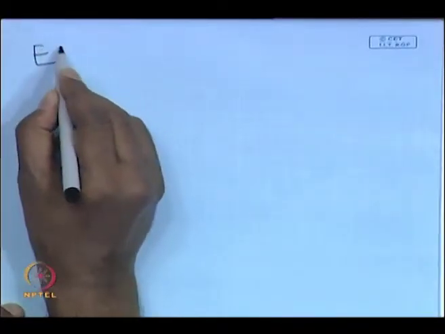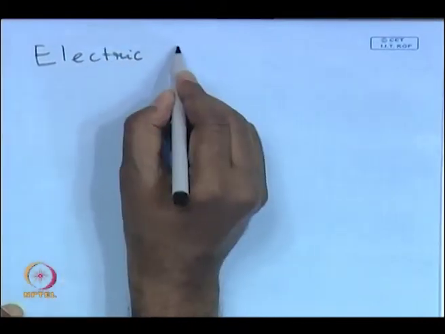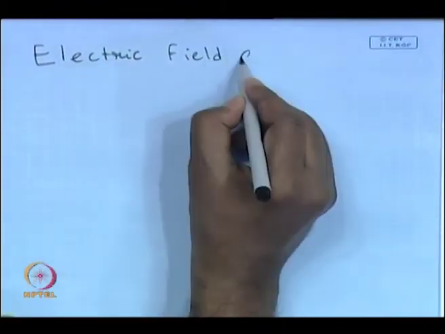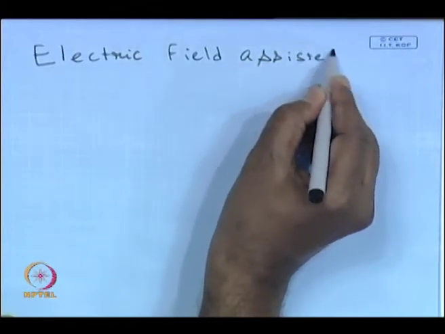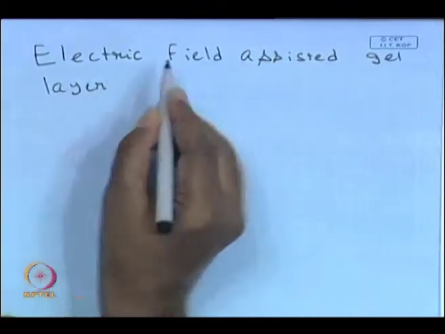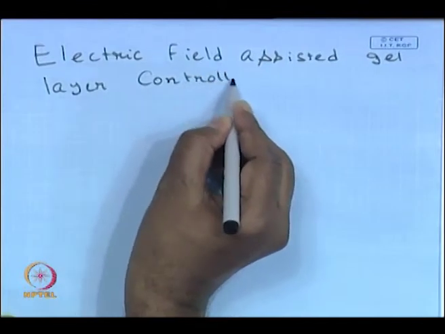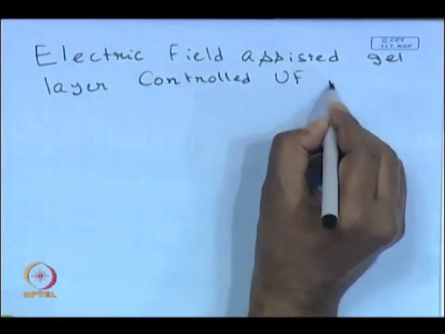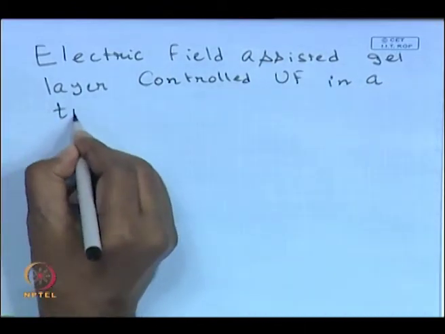Number 2, we are going to have a turbulent flow instead of a laminar flow, and see how the analysis will be different in this particular case. It is a gel layer controlled ultrafiltration and it is being assisted by an external electric field. So, the problem that we are going to solve is electric field assisted gel layer controlled ultrafiltration in a tube.